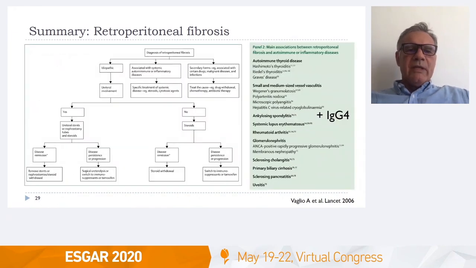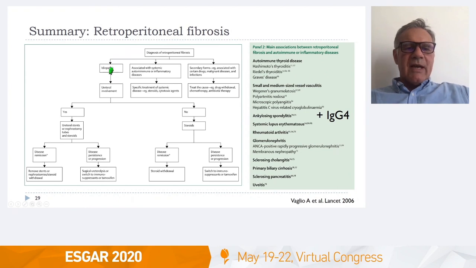And how do we manage this patient? It depends. You see on the right the association with immune disorder. So it's very frequent. And this paper was published in 2006, and at this time, IgG4 proliferation was not clearly identified, so I added it by myself in the table. And on the left, the management is quite standard.